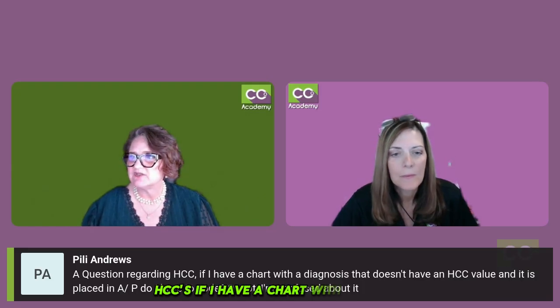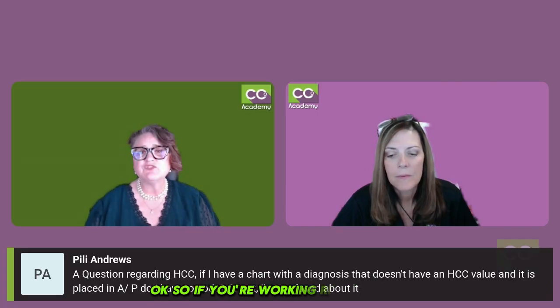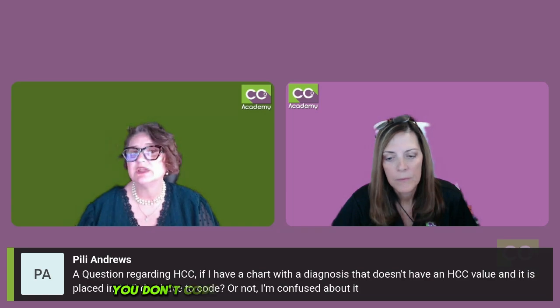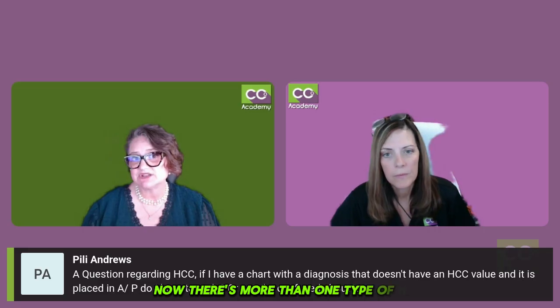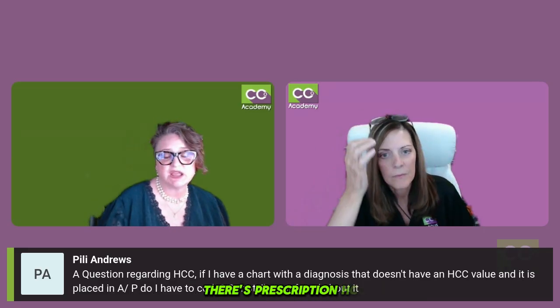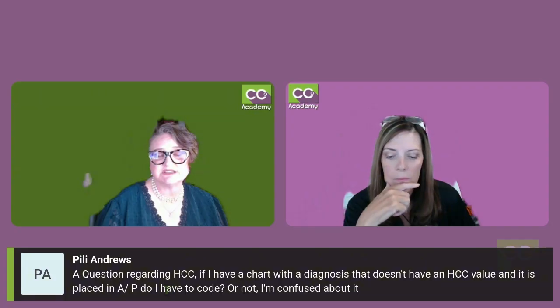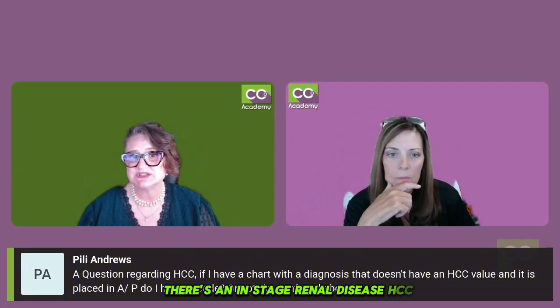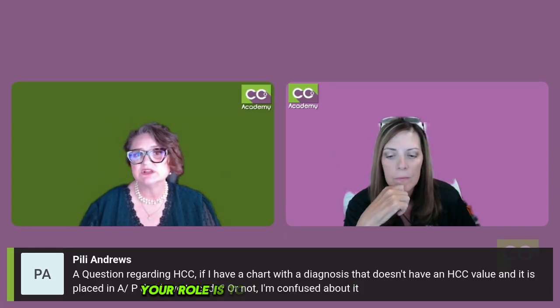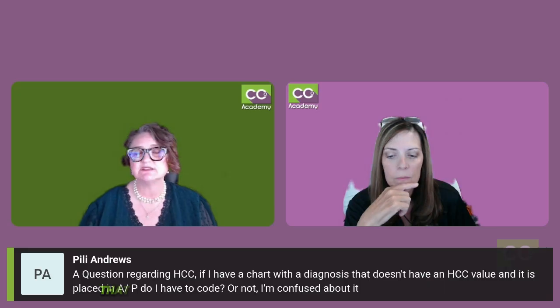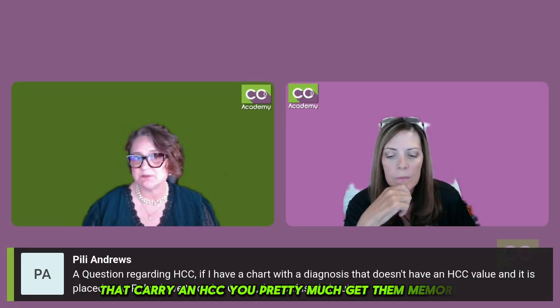HCCs: if I have a chart with a diagnosis that doesn't have an HCC value and it's placed in the A&P, do I have to code it? No, or not? I'm confused. Okay, so if you're working risk adjustment, you don't code anything that doesn't carry an HCC. Now, there's more than one type of HCC. There's prescription HCCs, which is called an RX HCC. There's an end-stage renal disease HCC, and there's the mainstream HCC like the V28. Your role is to capture only the diagnoses that carry an HCC. You pretty much get them memorized.